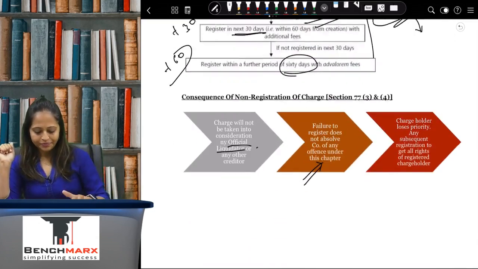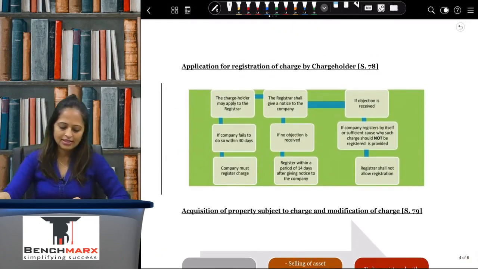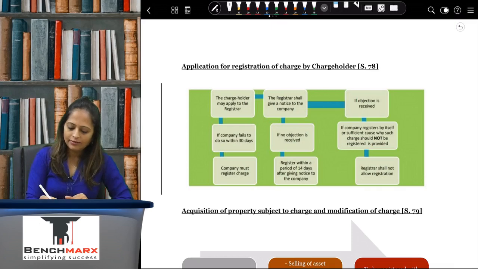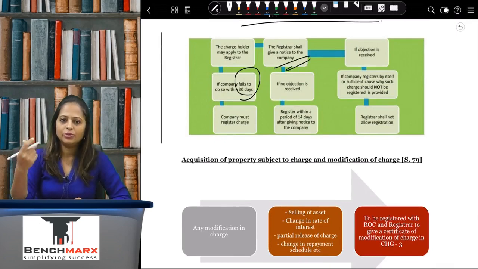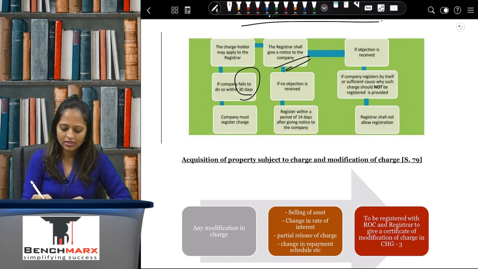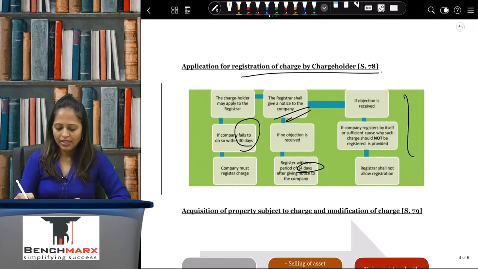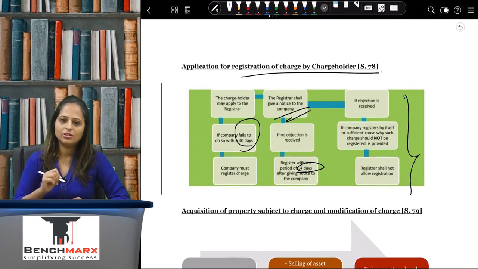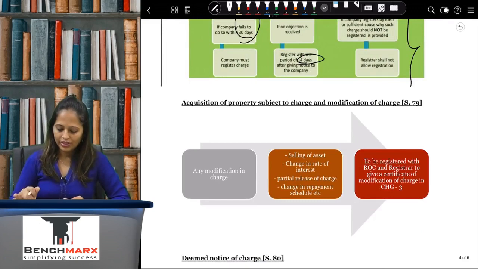Correct? Now, this is about registration of charge. Again, this is something we have already done: if an application is made by the charge holder, what will happen? If the company fails to do so within 30 days, the charge holder can inform the registrar that he wants to register the charge, and the registrar will give 14 days' notice to the company, within which the company has to decide whether the charge is to be registered by the charge holder or they will do it themselves. So this is already covered.